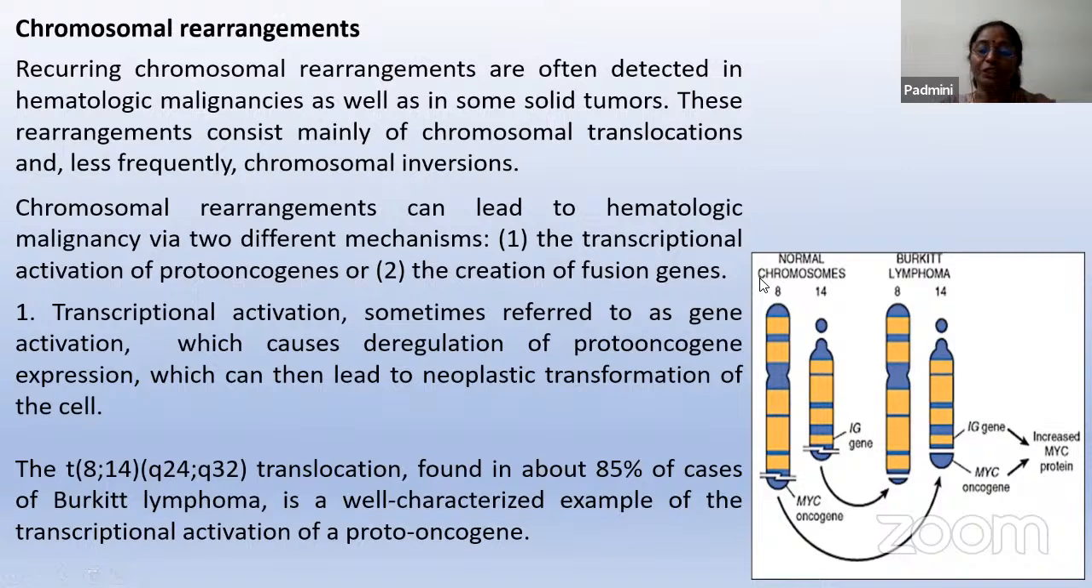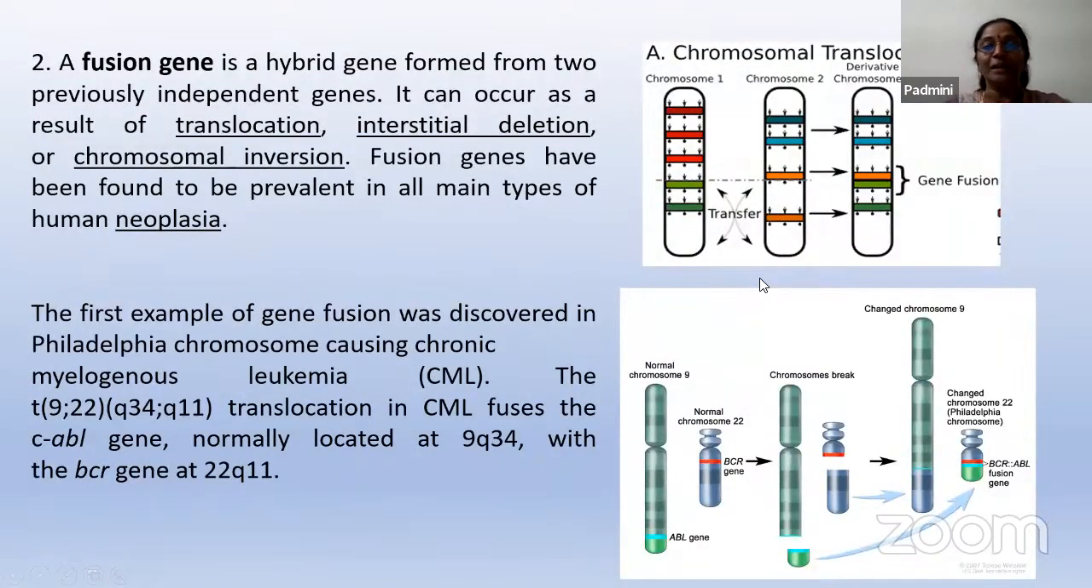Now we'll talk about fusion genes. How do fusion genes occur? This is a hybrid gene formed from two previously independent genes, and this can occur as a result of translocation, interstitial deletions, and chromosomal inversion. So inversion also can play a part. Fusion genes have been found to be prevalent in all the main types of human neoplasia.